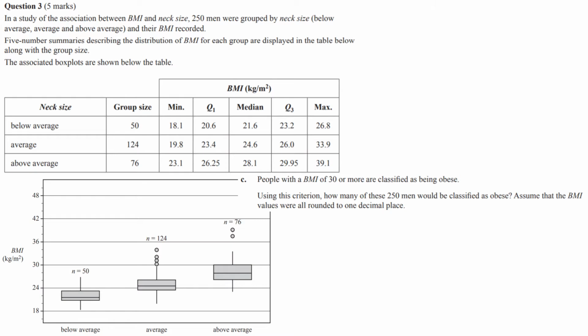All right, some more fat shaming. So if you have a BMI of 30 or more, you're classified as obese. And so we want to know how many of the 250 men are obese. Now, if we look at the BMI of 30, it's this line here, which means anyone above that line is classified as obese. So nothing in the below average group. Here, there are 4, and then here, now this is where people fell apart.